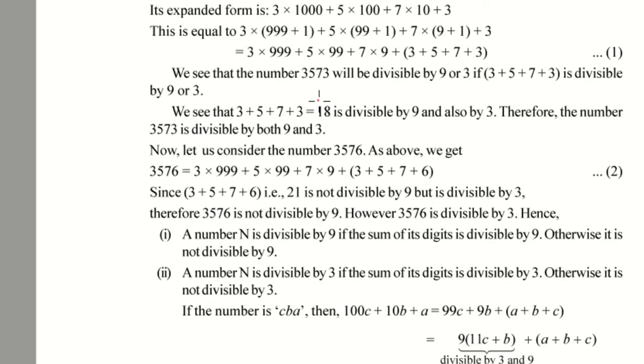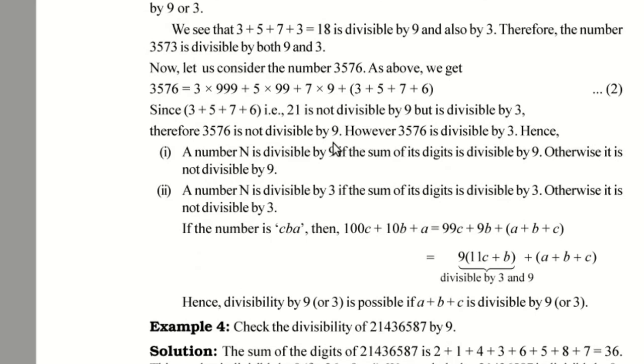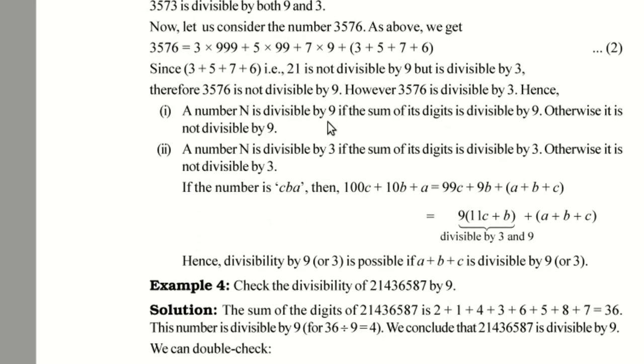If a given number is divisible by 9, of course that number is also divisible by 3, because 3 is a factor of 9. But why does this work? A number is divisible by 9 if the sum of the individual digits is divisible by 9. Otherwise, the given number is not divisible by 9. If a number is divisible by 9, of course it is divisible by 3.